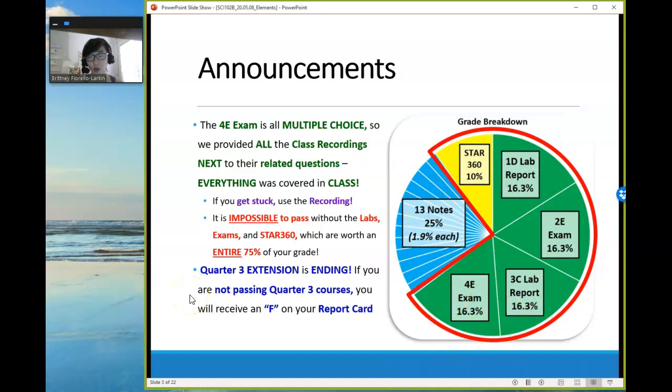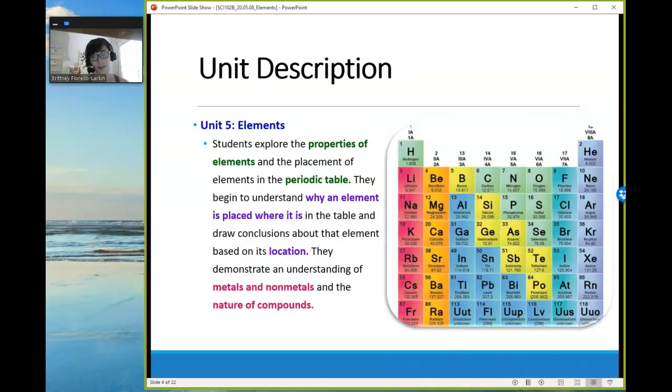Please keep in mind that the Q3 extension that occurred due to the closure, the soft closure, is now ending. It's ending today at midnight. So if you are not passing any of your Q3 courses after midnight, please be aware that you will receive an F on your report card. It's a little bit different from this quarter. This quarter, we're not really doing Fs, but for Q3, there will still be Fs. So please make sure that you actually get your Q3 courses up to passing.